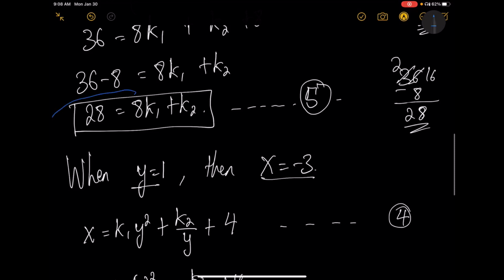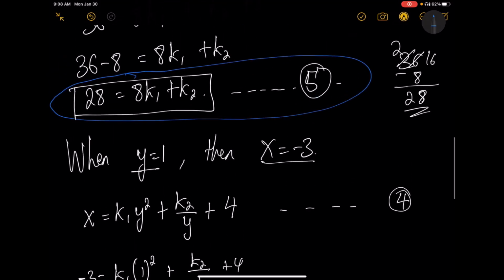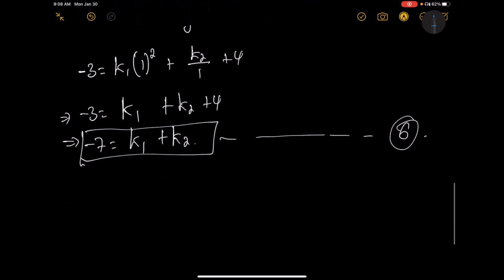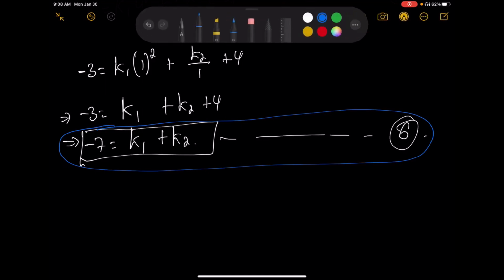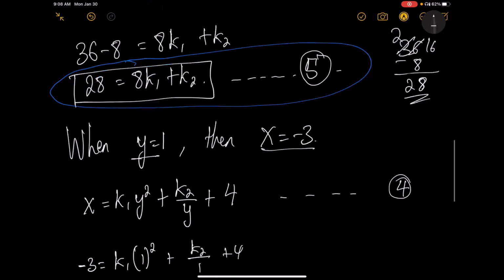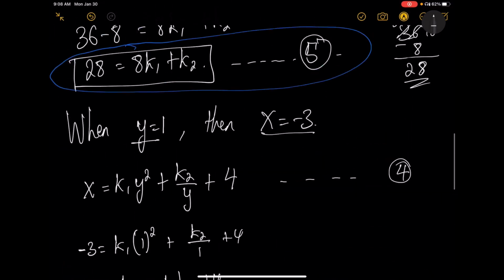Now look at equation number 5: 28 is equal to 8k1 plus k2, and equation number 6. We can use this information to determine k1 and k2. We know how to do this. This is what we call simultaneous equations. Okay, let's do this.